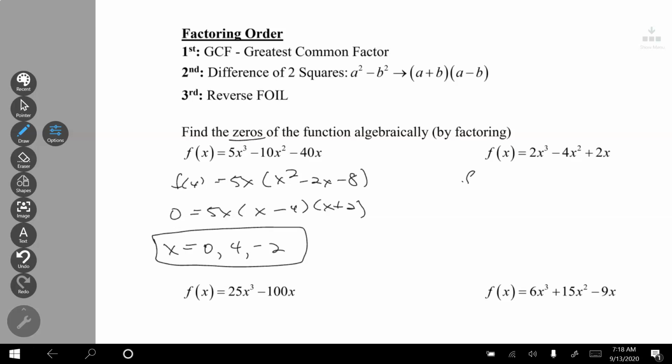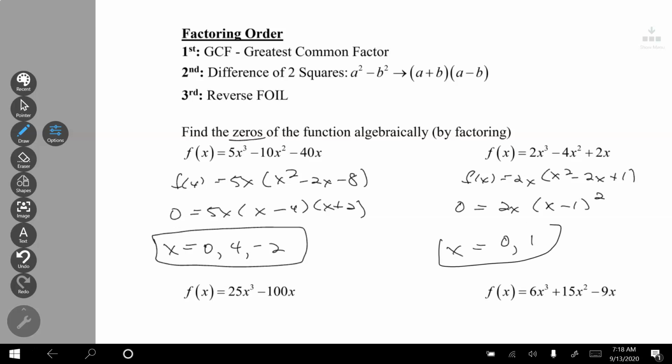I see a 2x. I get x squared minus 2x plus 1. I get 2x, x minus 1 squared. And this one I only get 2 solutions of 0 and 1. But 1 is a bounce, also known as a double root. So there are 3 roots in this problem.